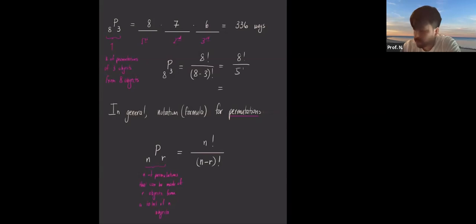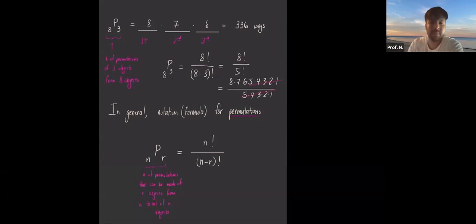But what's 8 factorial? That's 8 times 7 times 6 times 5 times 4 times 3 times 2 times 1. And what's 5 factorial? 5 times 4 times 3 times 2 times 1. But because of multiplication occurring in the numerator and in the denominator, and there's division in between, the 5 factorial goes away. And so then we're left with 8 times 7 times 6. Okay.